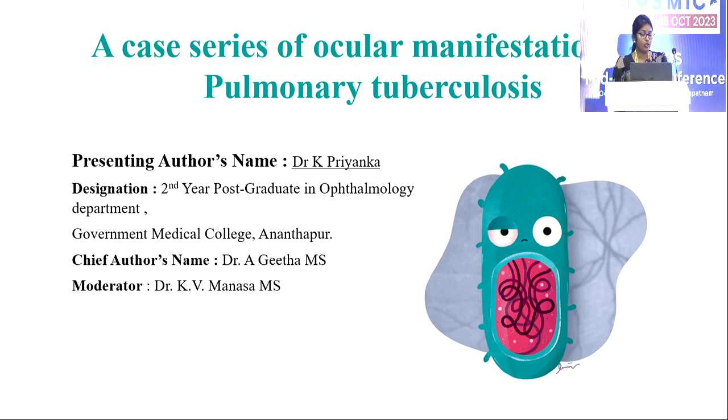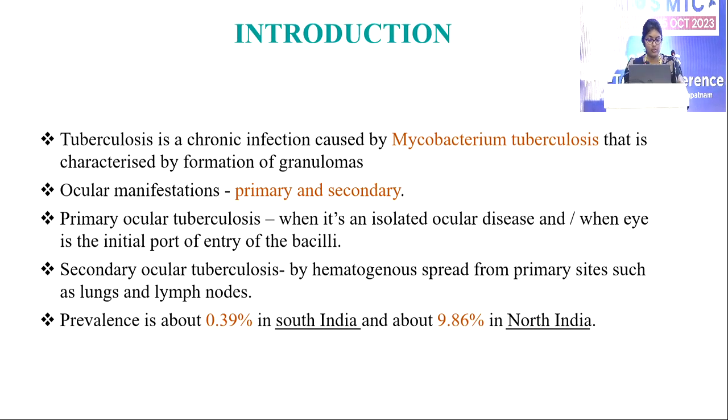Today my topic is a case series of ocular manifestations in pulmonary tuberculosis. Tuberculosis is a chronic infection caused by Mycobacterium tuberculosis that is characterized by formation of granulomas. Ocular manifestations are primary and secondary. Primary ocular tuberculosis is isolated ocular disease, when the eye is the initial port of entry of the bacilli. Secondary ocular tuberculosis is by hematogenous spread from primary sites such as lungs and lymph nodes.